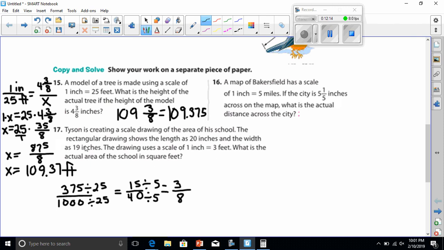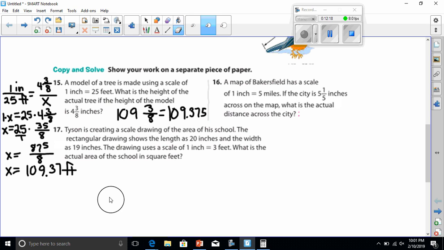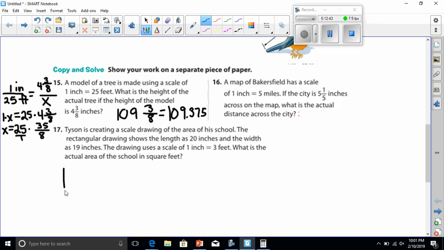All right, let's go and move to number 17. I'm going to clear up some of this down here so I have some room to work. Tyson is creating a scale drawing of the area of his school. The rectangular drawing shows the length as 20 inches and the width as 19 inches. Okay, so the area of the school in this scale drawing is 20 by 19. So we can imagine it looks something like this.